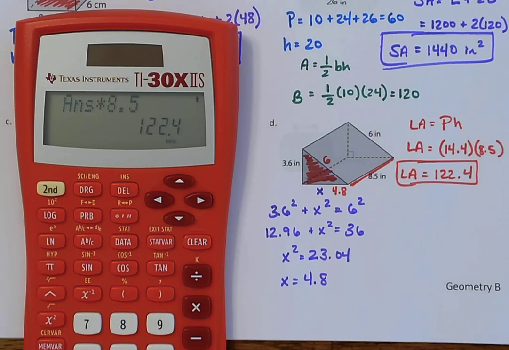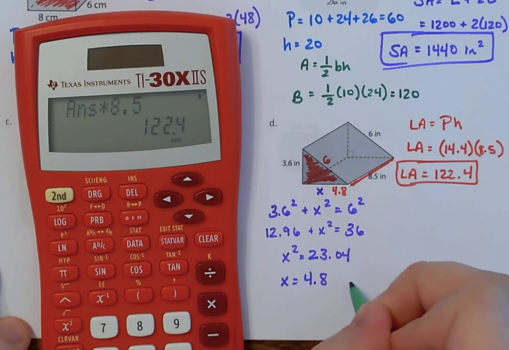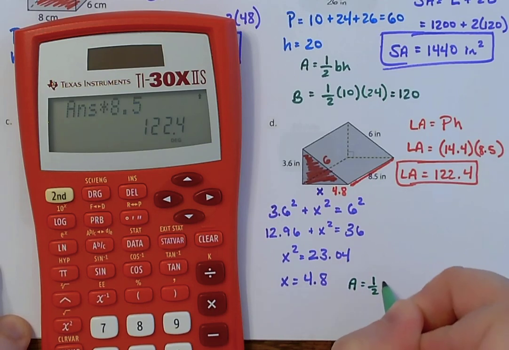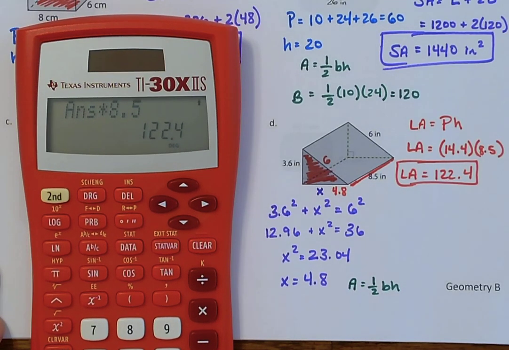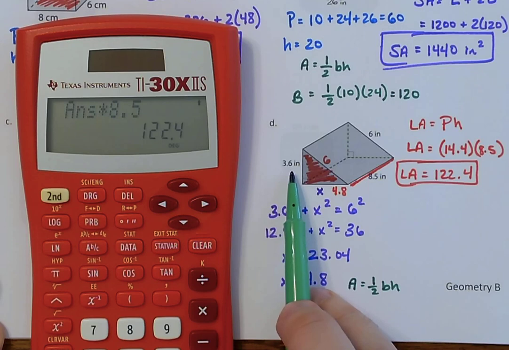So after we have our lateral area, after we've taken the perimeter of the base, where we add all the sides of the base, and multiplied it by the height of the prism, that tells us our lateral area. So we now know the area of the three rectangular sides. We now have to figure out the area of the triangular base so we can plug it into our surface area formula. Now, the area of a triangle is 1/2 base times height. The base of our triangle is 4.8. The height of our triangle is 3.6.